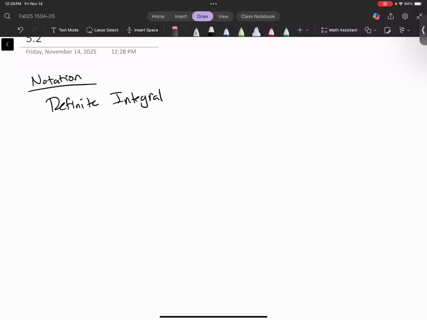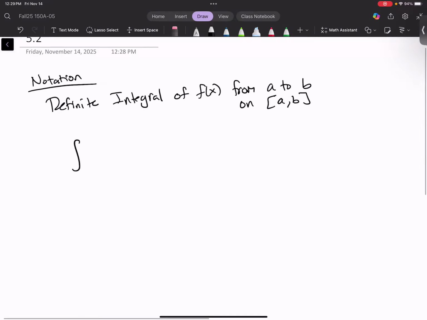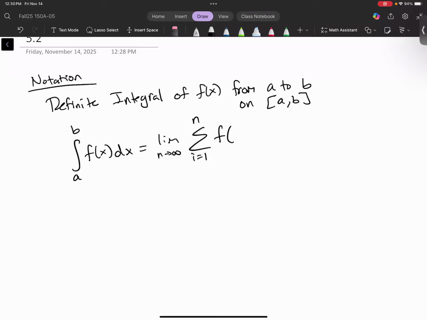Okay, so the definite integral of f of x from a to b, or I might say on the interval a to b, same thing. What this is, it's the Riemann sum, but we use our integral notation with bounds, which we haven't done before. So then it's the Riemann sum, i equals 1 to n of f of xi delta x. So this is the integral from a to b, the definite integral.